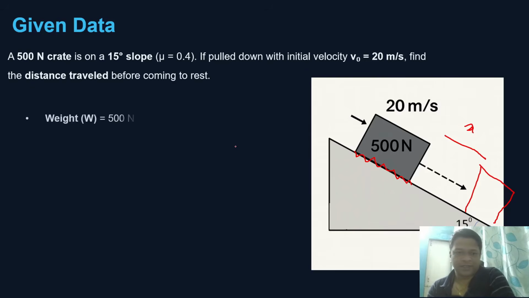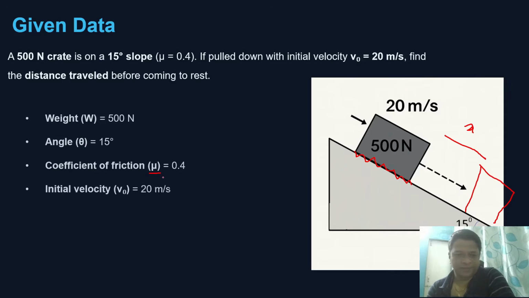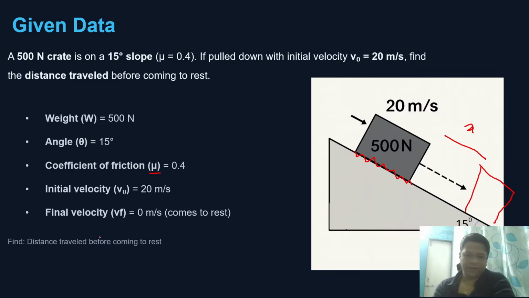So we'll start with the given data. The weight is given, the angle is given, the coefficient of friction is given. It may be mu k or mu s. The initial velocity is given, and the final velocity is 0 because it comes to rest. What we are finding is the distance traveled before coming to rest, so this will be the distance x.